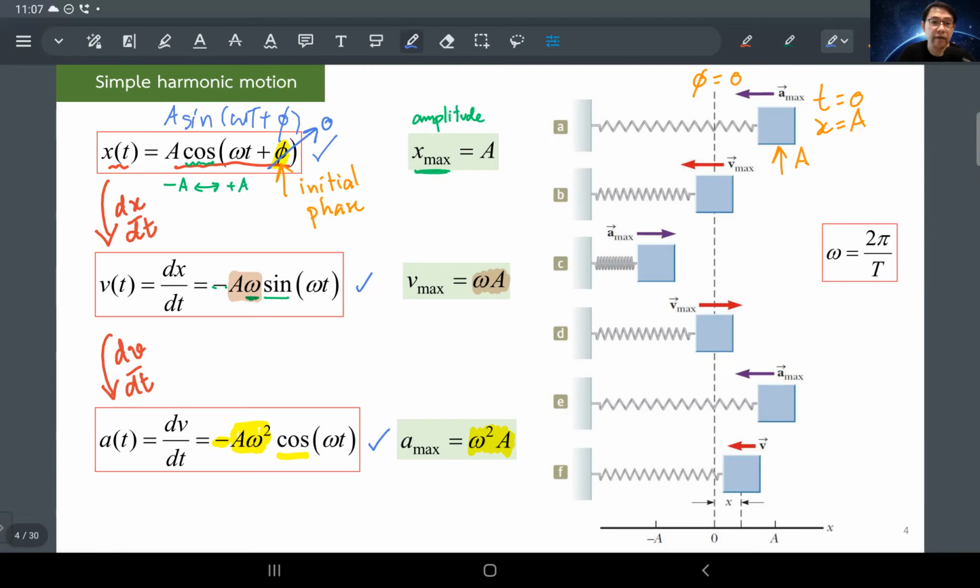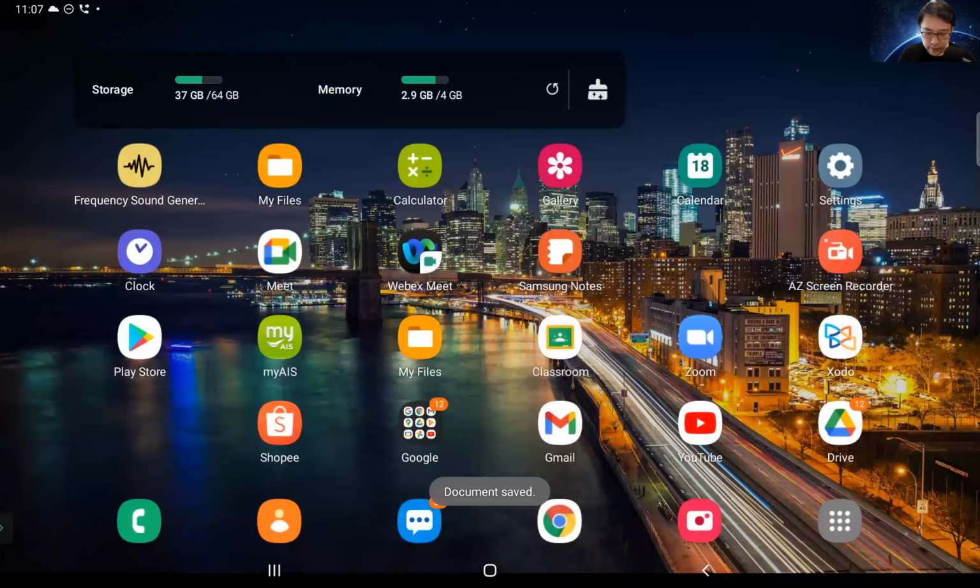Okay, so you can search a simple harmonic motion simulation and things like that, and that should work. All right, I'm sending it to you now. You guys can try that. I think we can do it together here. So let's do that.